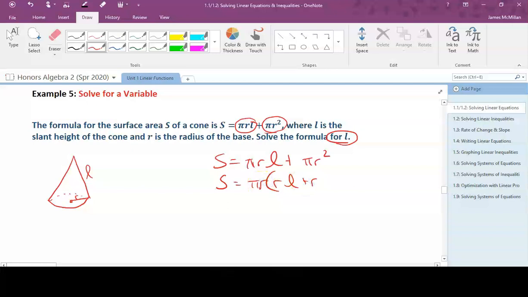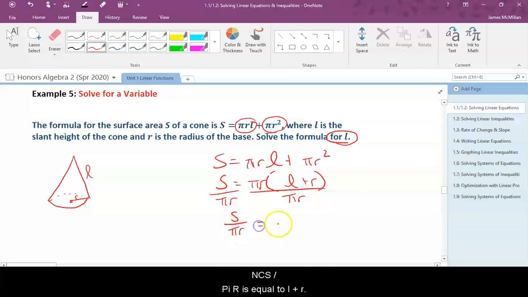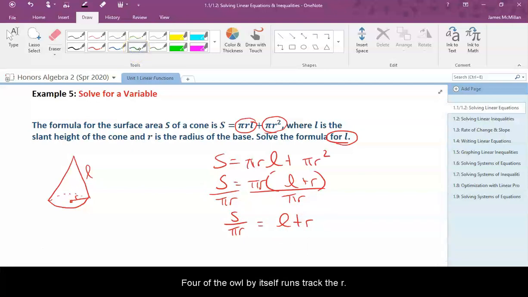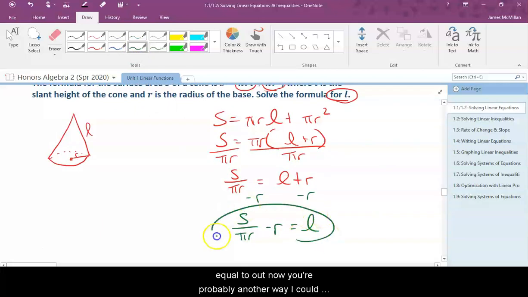So let's do that. I'm going to delete that R there, and we'll leave an R over there by itself. And so I factored out a pi R. So the R canceled from here, one of them canceled here, both pi's are outside. And now I can divide both sides by that pi R. And so we get S over pi R is equal to L plus R. And to get the L by itself, we're going to subtract the R. And so when we do that, S over pi R minus R is equal to L.